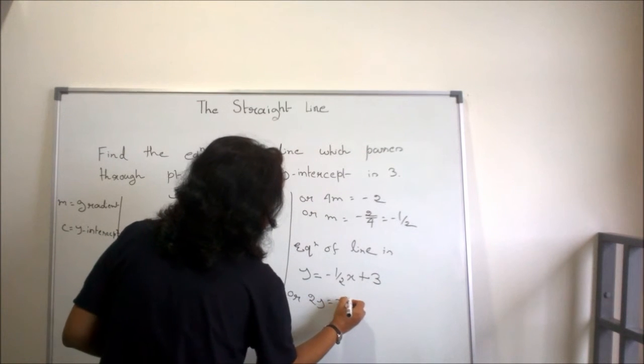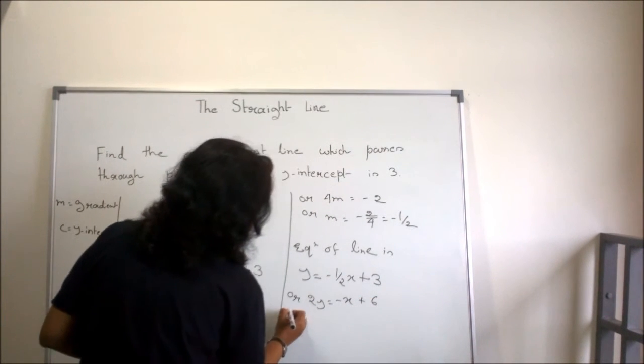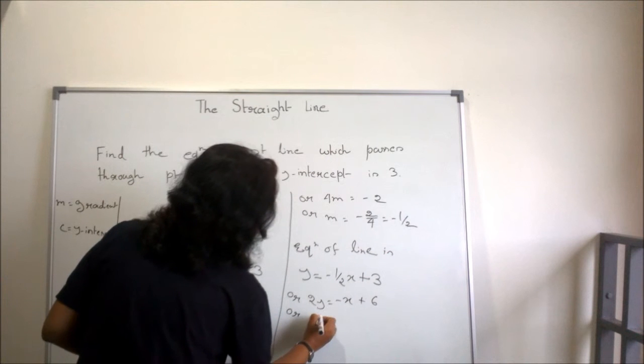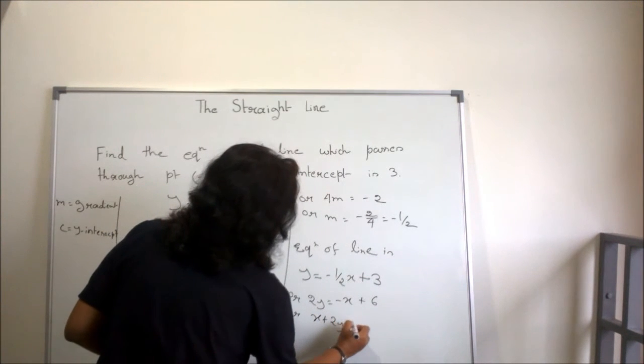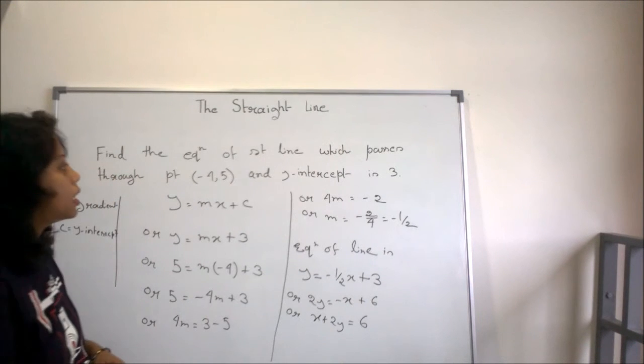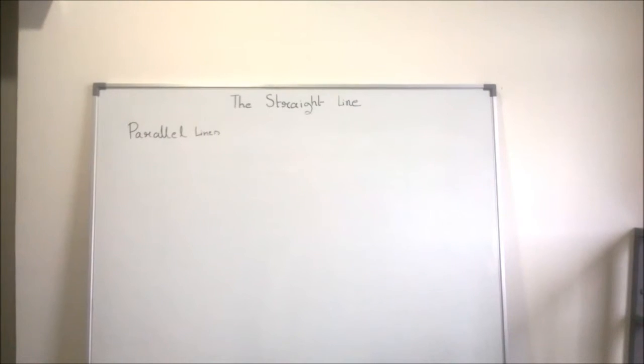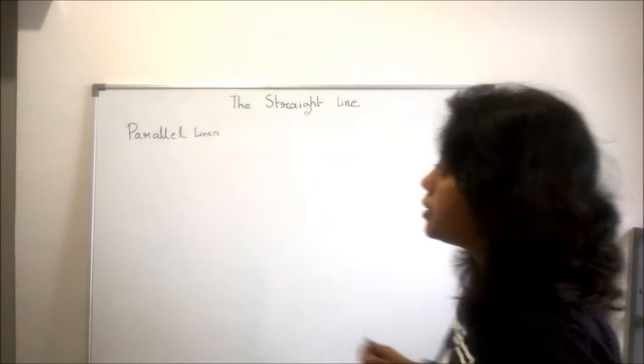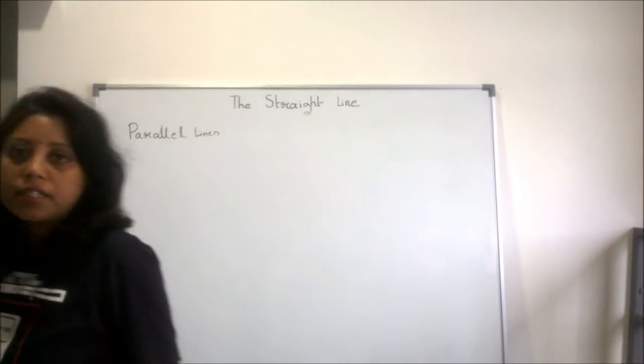2y minus x plus 6. So that is x plus 2y is equal to 6. This is our equation of the straight line. Our next topic is two parallel straight lines.